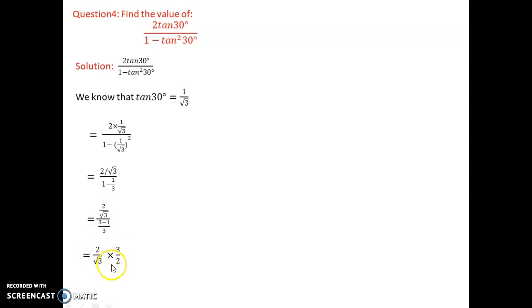2 and 2 cancel. Root 3 and 3 can be written as root 3 into root 3, so one root 3 cancels, and we will remain with the value root 3. Hence the value of the given expression will be root 3.